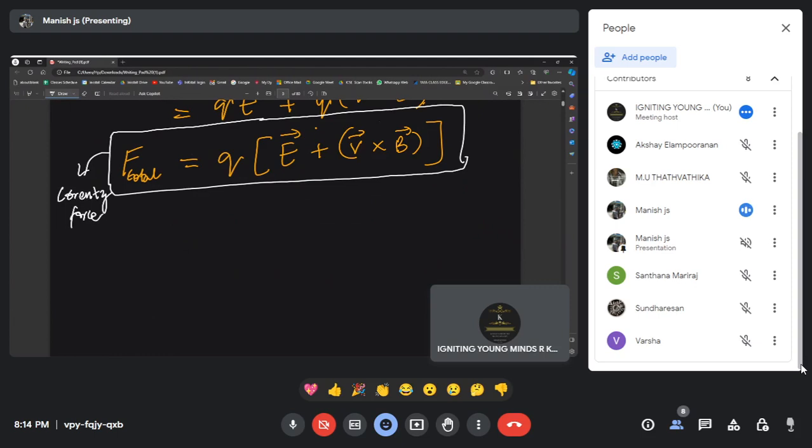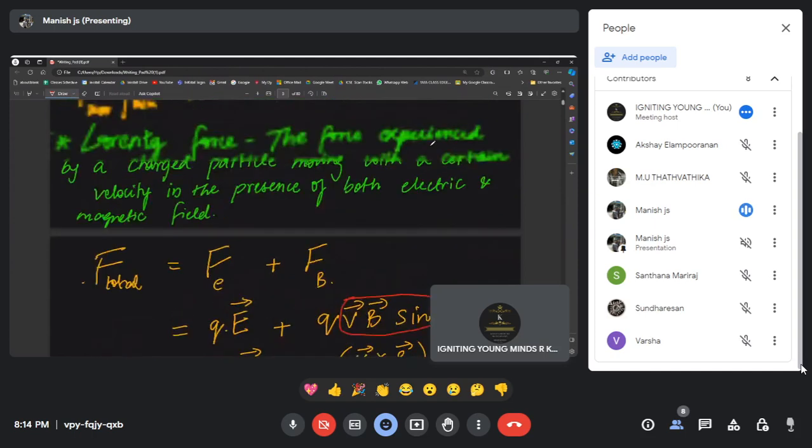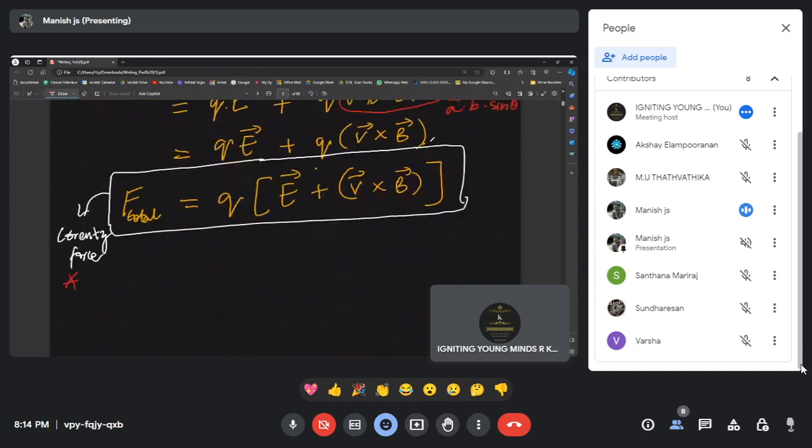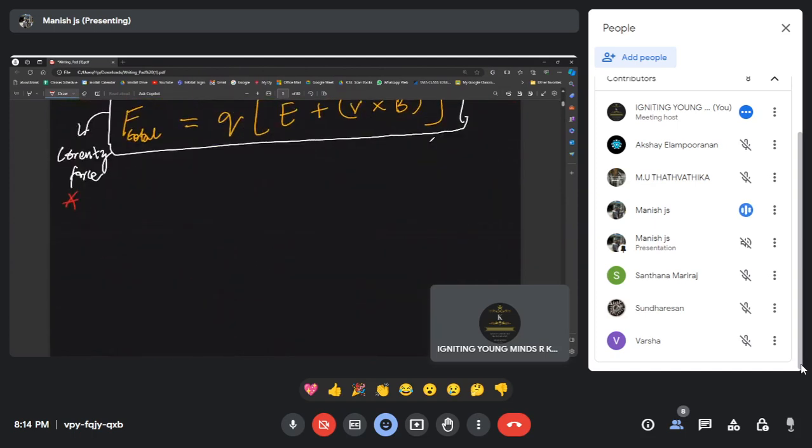Now we'll move on to the next concept. I hope this concept is now clear to all of you. I'm anyways going to share the notes. So we have now learned Lorentz force. Now we are moving on to the next concept. Most important concept. Some of you might be knowing it if this part is being covered in your classes. So this is Biot-Savart law.